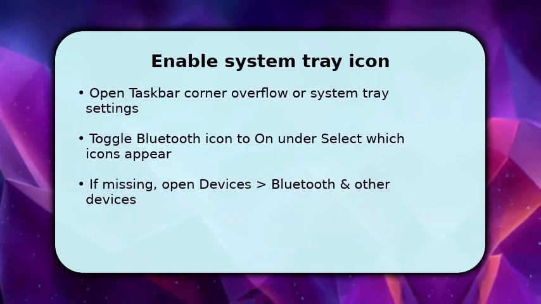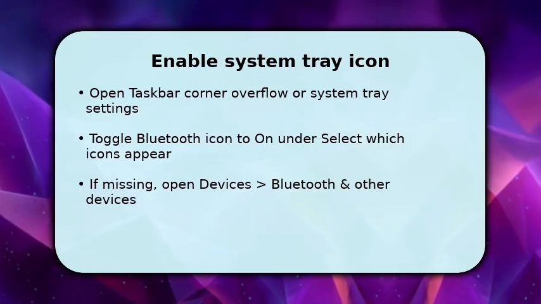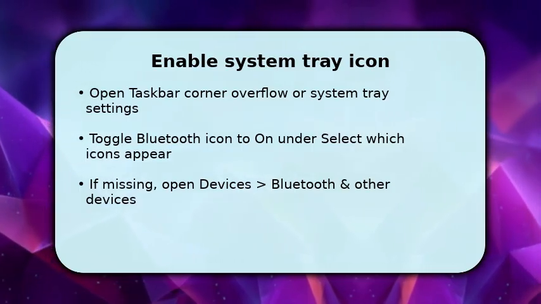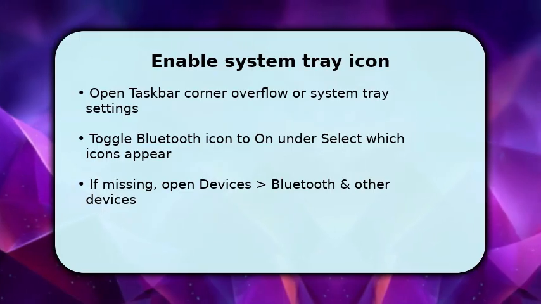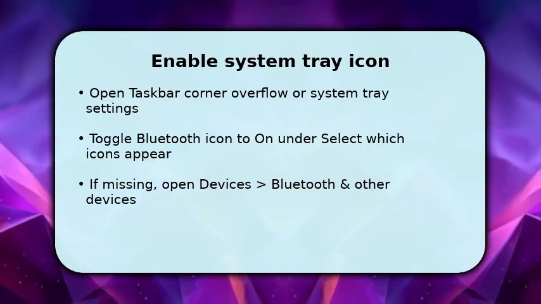If Bluetooth isn't listed, go to Devices, Bluetooth and Other Devices to confirm Windows detects the adapter. Make sure Bluetooth is set to discoverable briefly so the OS registers it. These steps recreate the visible icon rather than relying on it.